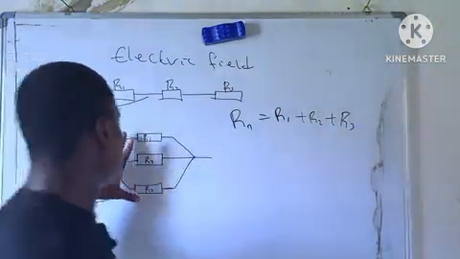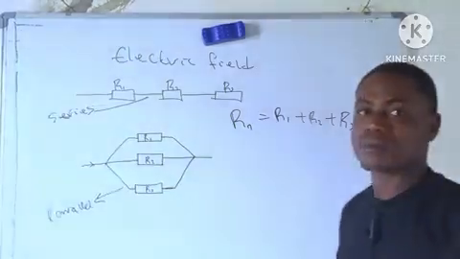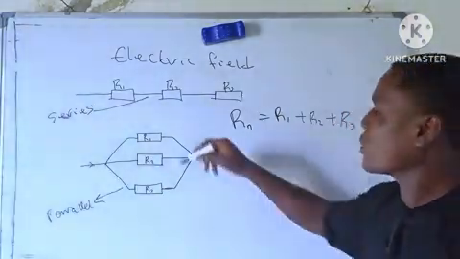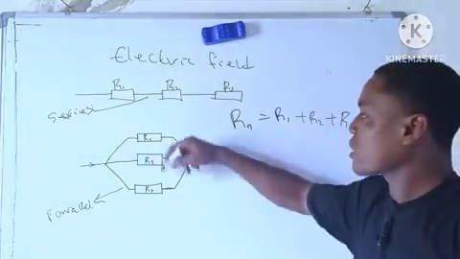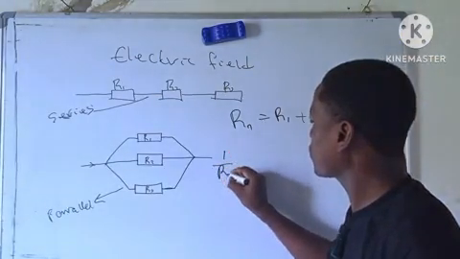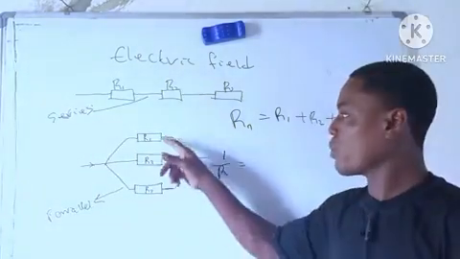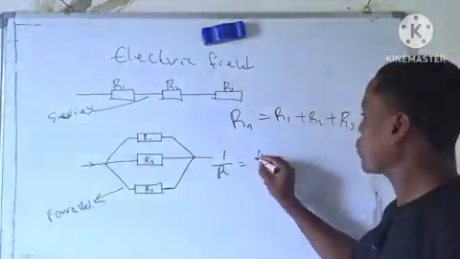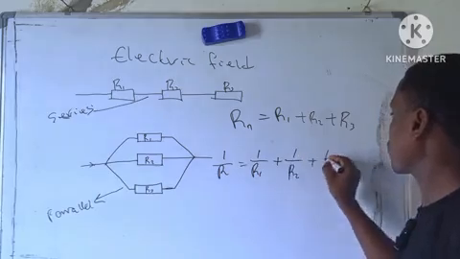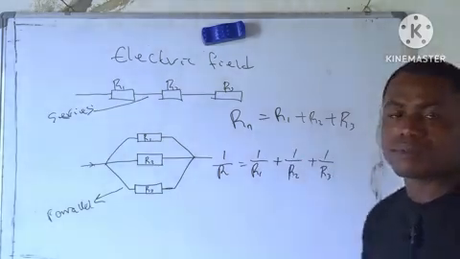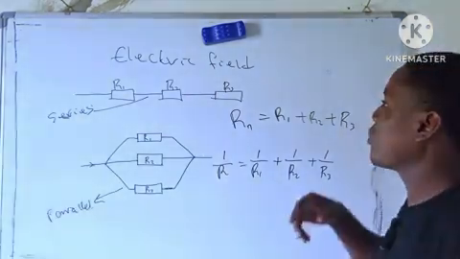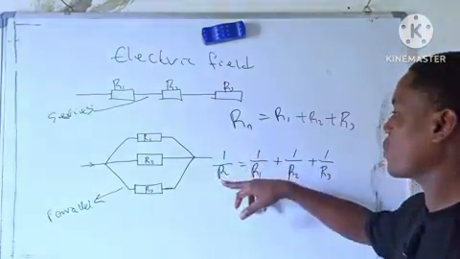Okay, then let's come to the parallel connection. If you are asked what is the total resistance here, or what is the equivalent resistance in this parallel connection, this is what we do. 1 all over R equal to, how many resistors do we have? 1, 2, 3. 1 all over R equal to 1 all over R1 plus 1 all over R2 plus 1 all over R3. So you can see that calculations in series connection and in parallel connection, they are different.